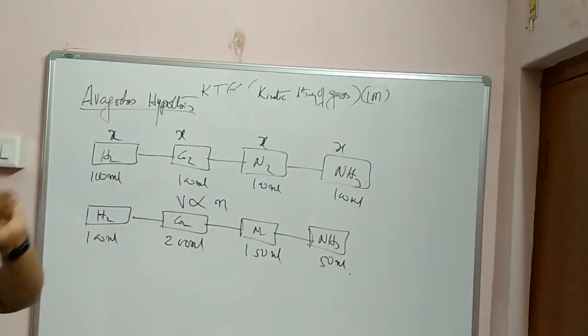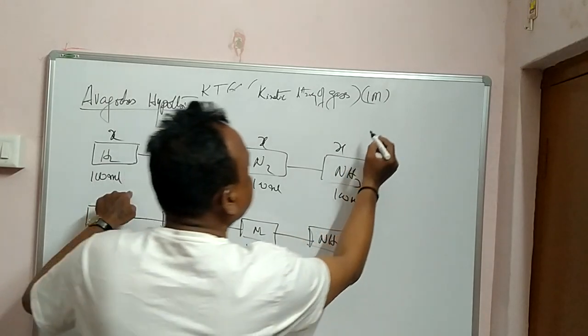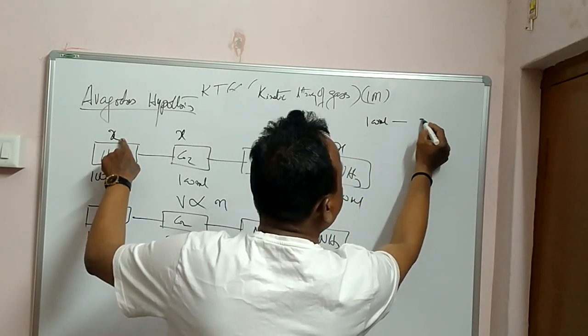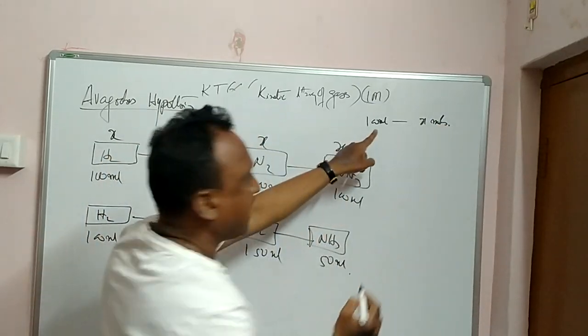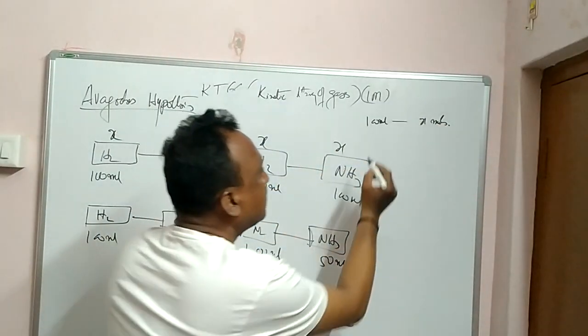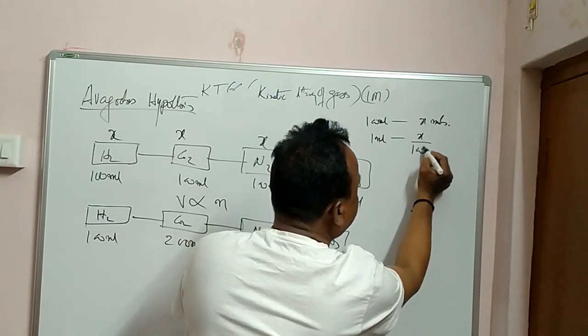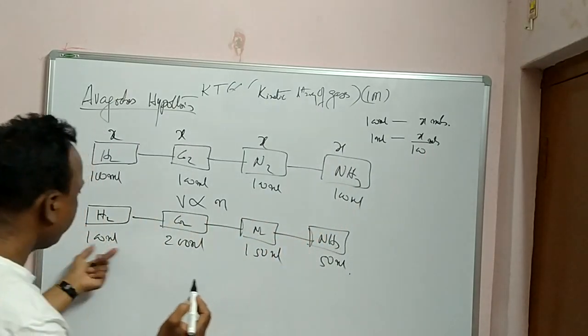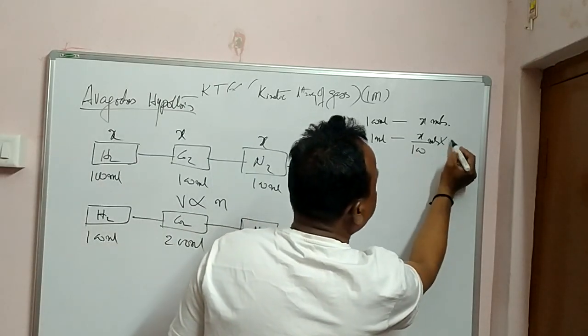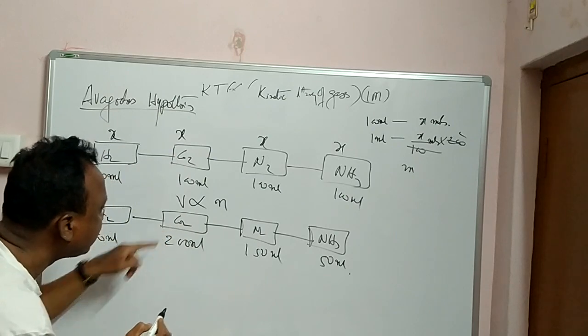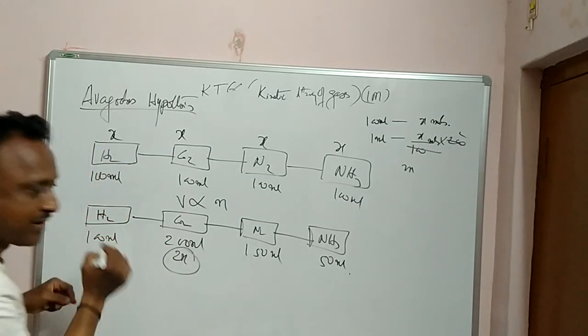You have to go for the unitary method. See what happens here. 100 ml contains X moles, so 1 ml contains X by 100 moles. Here we have 200 ml, so X by 100 into 200 gives 2X moles. So there are 2X moles in carbon dioxide gas.